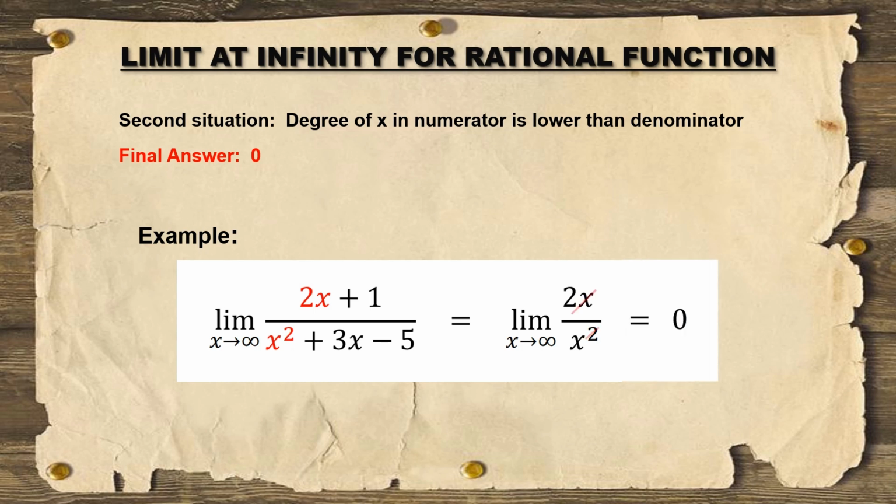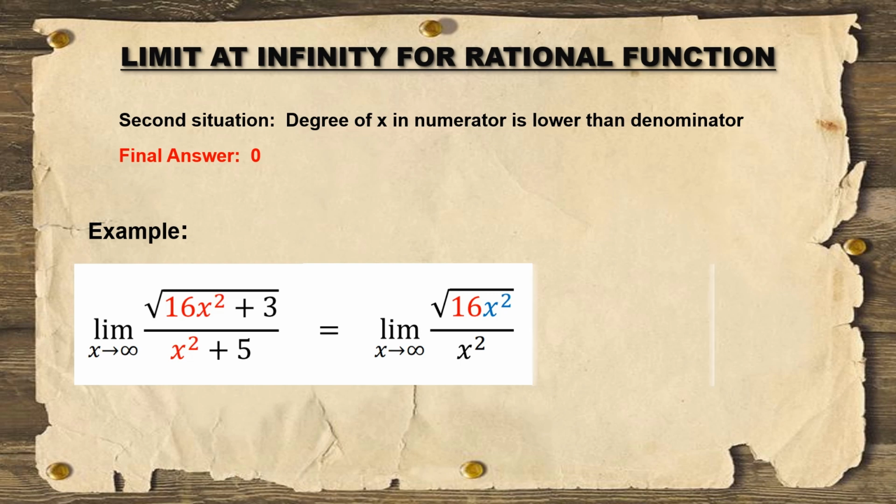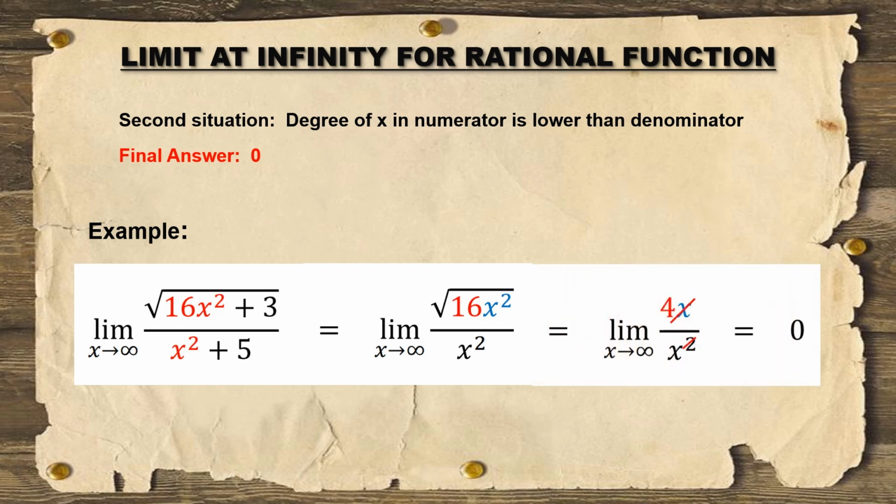Another way to think of this is that after canceling out x in this situation, we are left with a constant in the numerator and x in the denominator. As a constant divided by an infinitely large value, we will be getting an extremely small value, and that is why the answer for this is 0. Let me show you another example. We do the same thing here, rewrite the function, and simplifying it, we get our final answer 0.